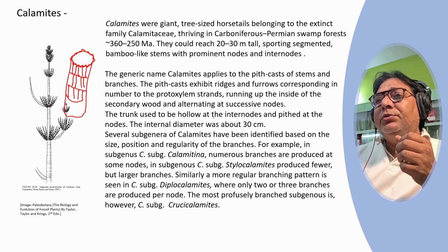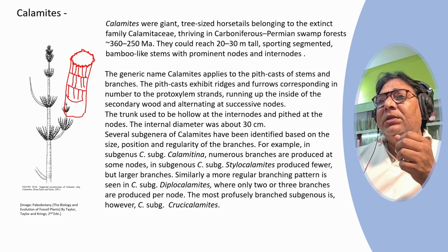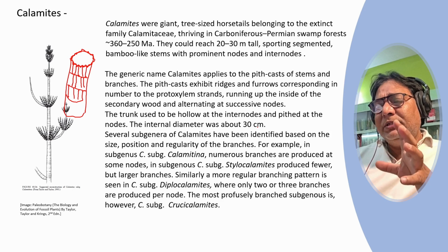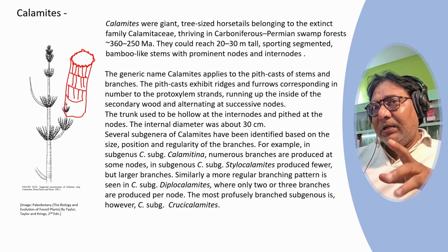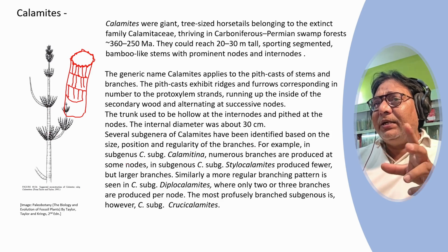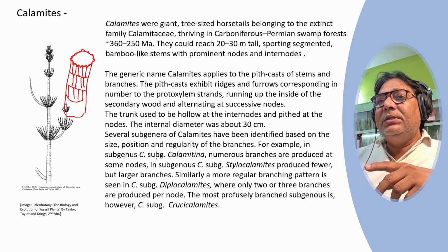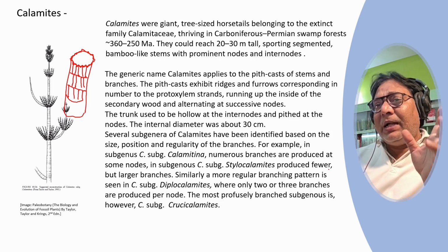The trunk used to be hollow at the internode and pithed at the nodes. The internal diameter was about 30 centimeters, less than Lepidodendron. Several subgenera of Calamites have been identified based on the size, position, and regularity of branches. The regularity of branches, their size, their numbers, differed. According to that, there are subgenera. For example, in subgenus Calamites calamitina, numerous branches are produced at some nodes. In subgenus Calamites stylocalamites, fewer but larger branches are produced.